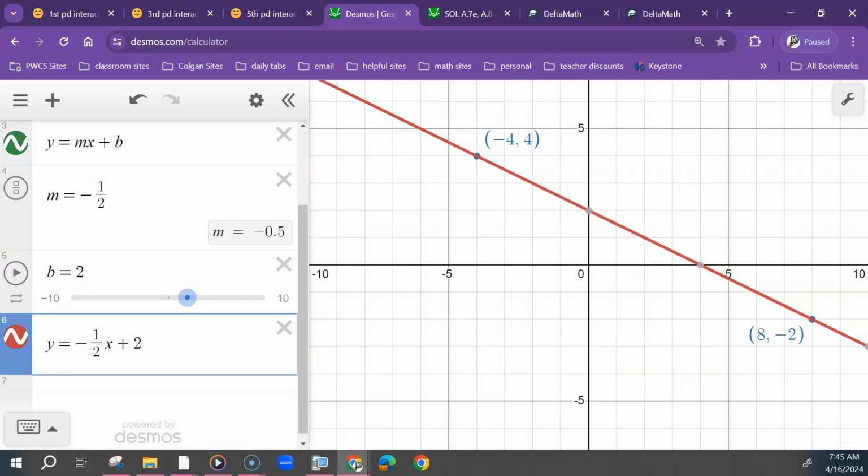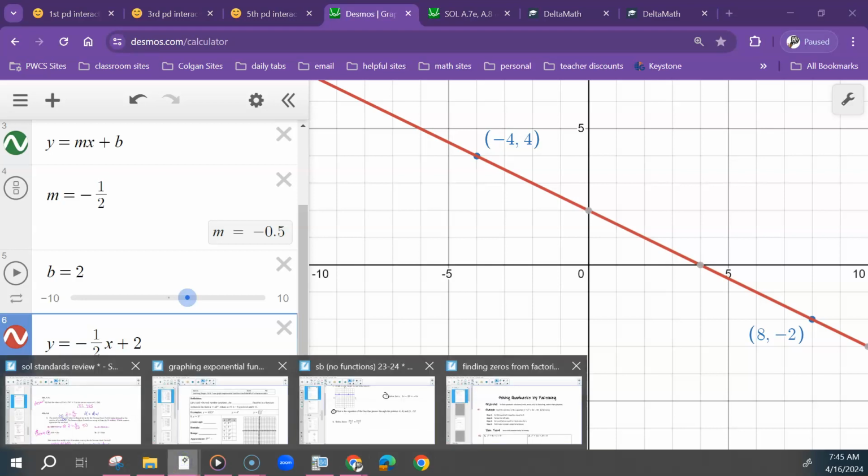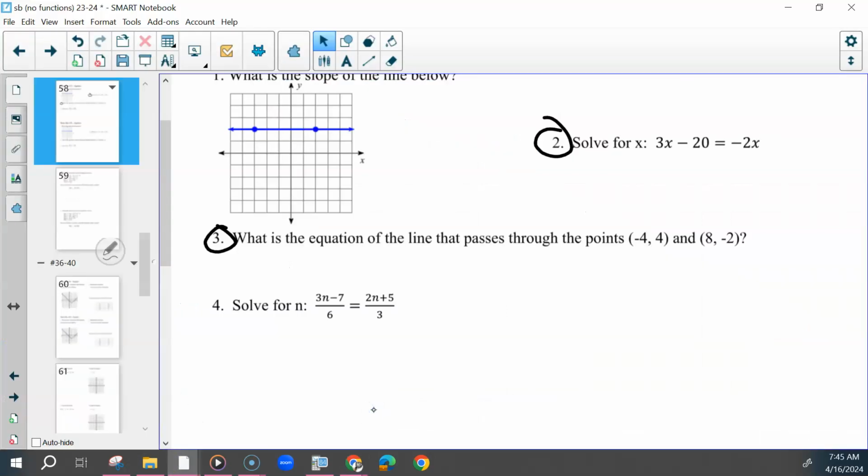All of your slope writing equations, parallel perpendicular lines, all of that can be done in Desmos, so make sure you are utilizing Desmos. And then the last one, I'll write those numbers up here. Make sure you use Desmos.